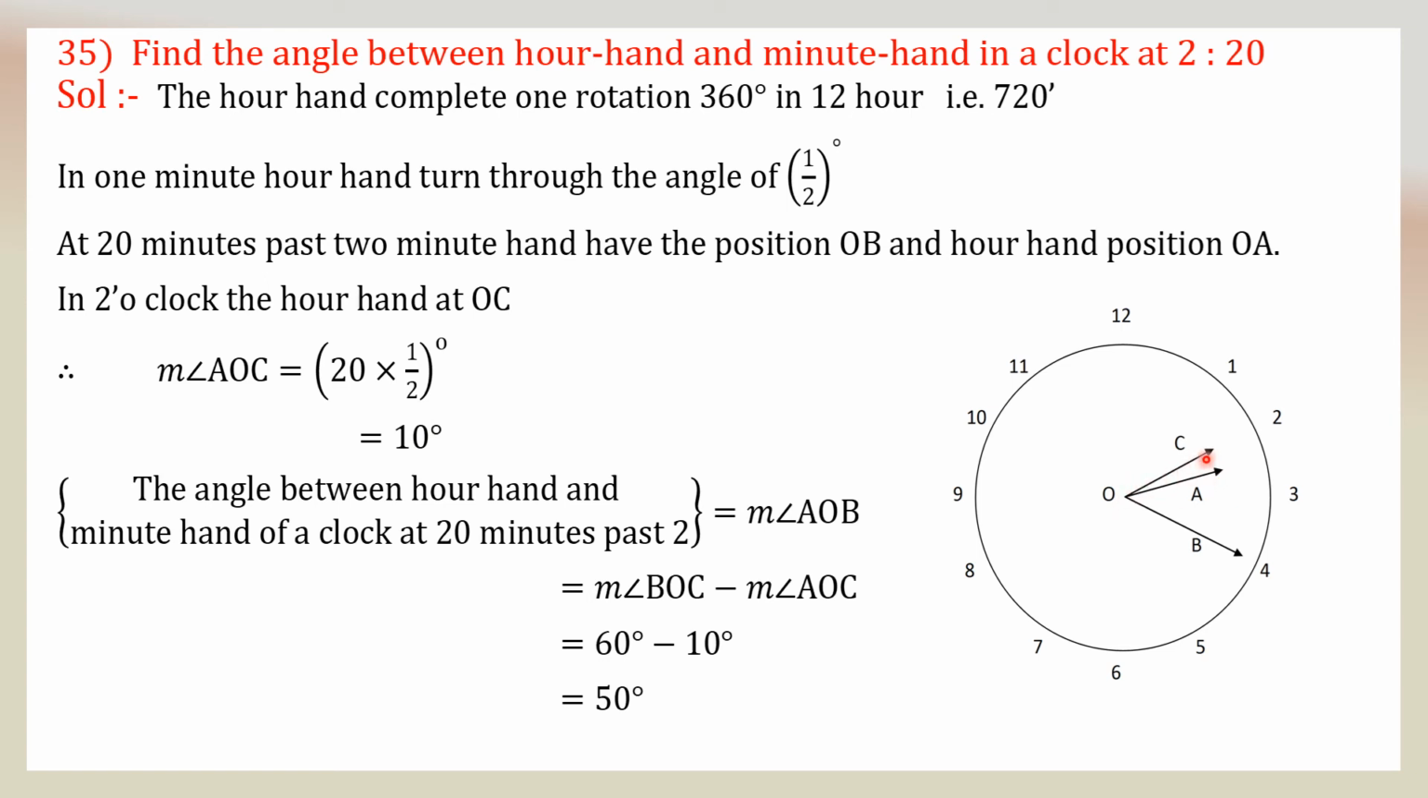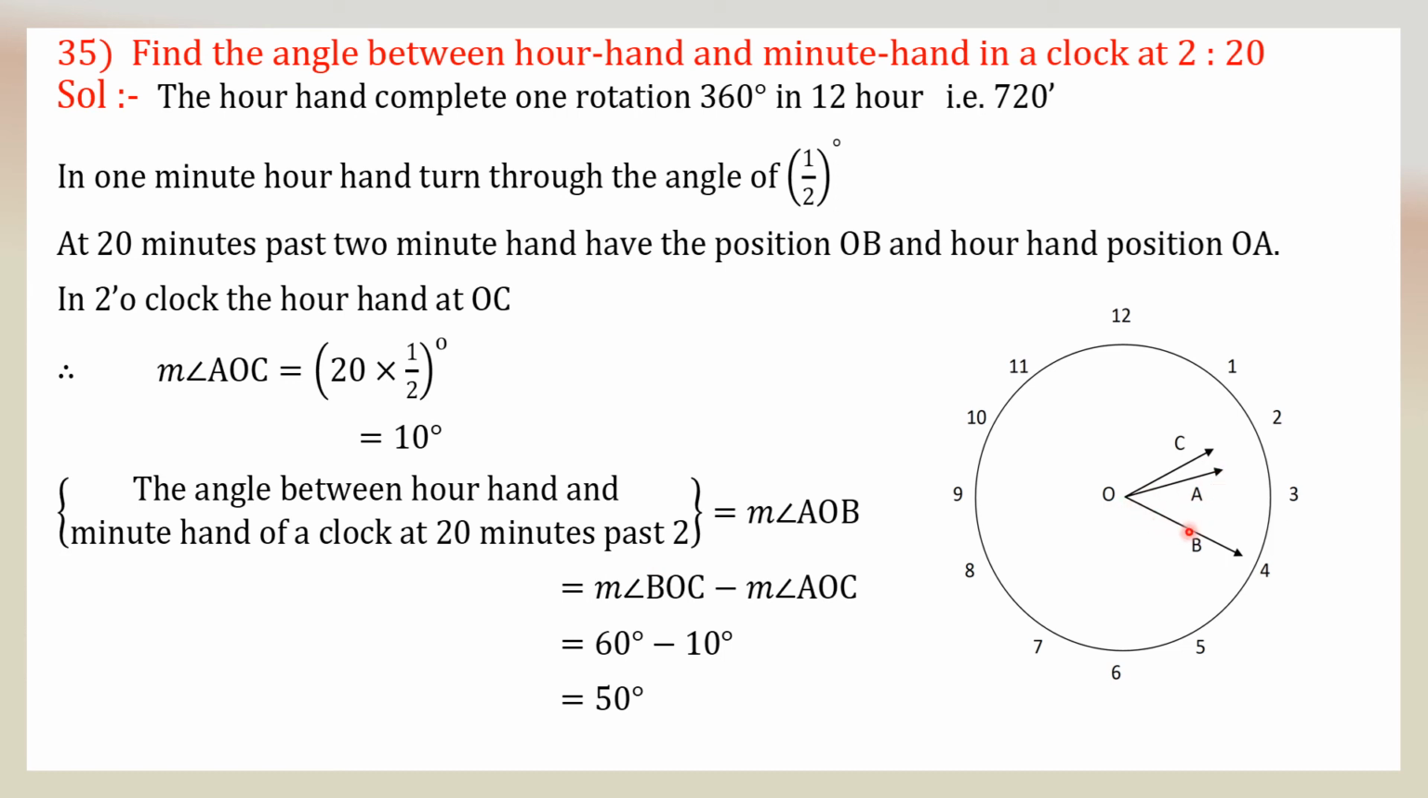Find this angle. At 12 o'clock the hour hand is at 2. In 20 minutes it takes the angle AOC. We know that the hour hand's angle in 1 minute is 1 by 2 degree. Therefore, in 20 minutes the hour hand takes an angle of 20 into 1 divided by 2, equal to 10 degrees. That is the measure of angle AOC. Then the angle between the hour hand and minute hand at 20 minutes past 2 is the measure of angle AOB.